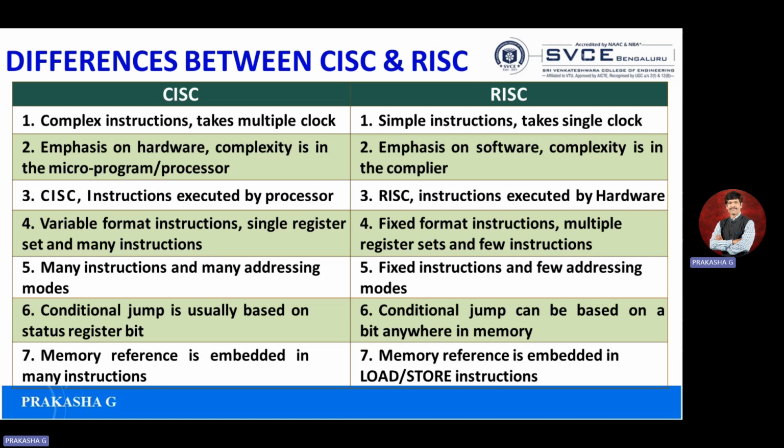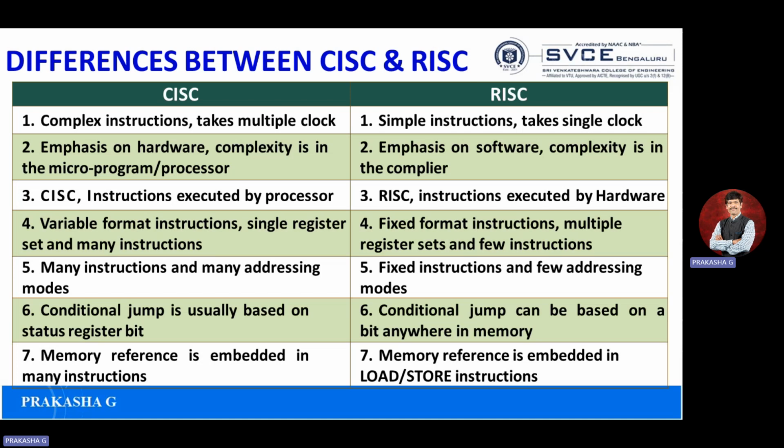Status register bit, that is CPSR, the current program status register. I told you, in that we are going to have NZCVI: N is negative, Z is zero, C is carry, V is overflow, I is interrupt, and F is fast interrupt. F is also there, we'll see that. So, in CISC, conditional jump is usually based on the status register bit.